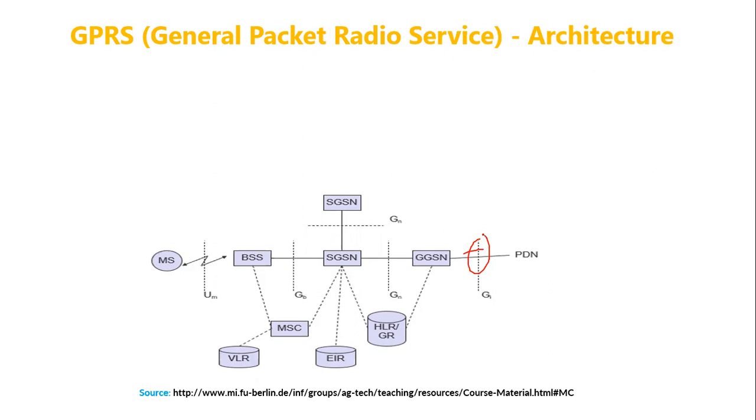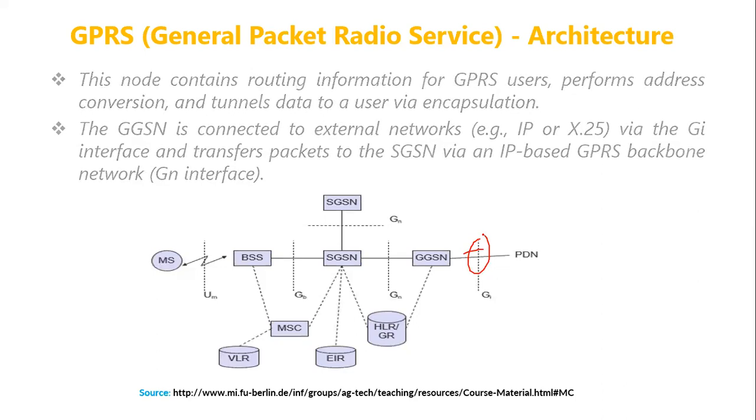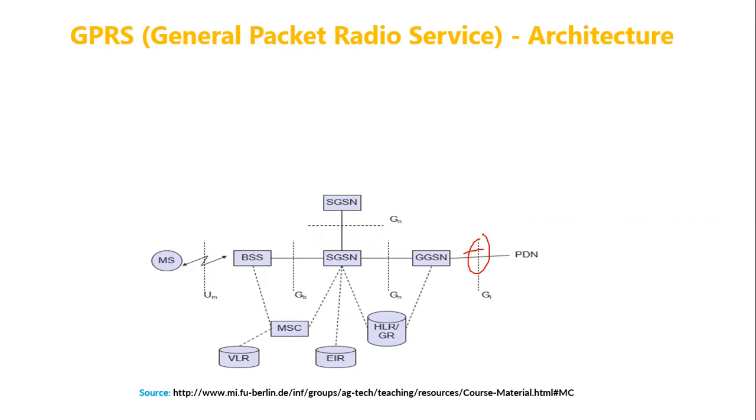The packet data is transmitted from a PDN, public data network, through the GGSN and the SGSN. There is another element called the SGSN, the serving GPRS support node, which supports the MS via the Gb interface. It is connected with the BSS via the Gb interface, and through the BSS it will be connected to the MS.